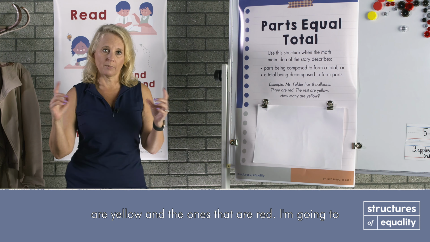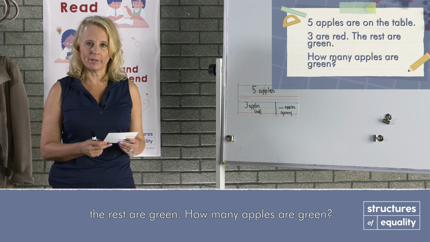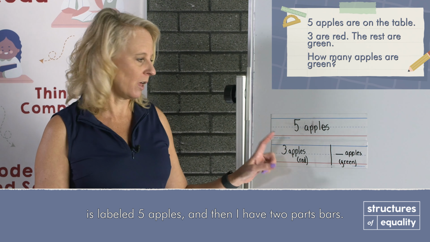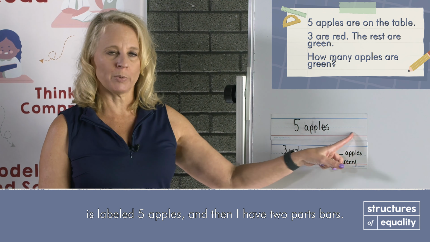Here's another example of a story that we could use a parts equal total structure of equality to model. 5 apples are on the table, 3 are red, the rest are green. How many apples are green? You can see here my total bar in my structure of equality is labeled 5 apples. And then I have 2 parts bars. One section of the parts bar represents the 3 apples, and the other section of the part bar represents the blank apples. And you can see in parentheses I have red apples here and green apples here.